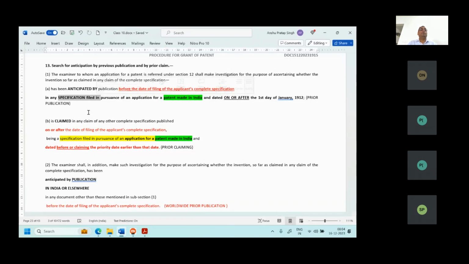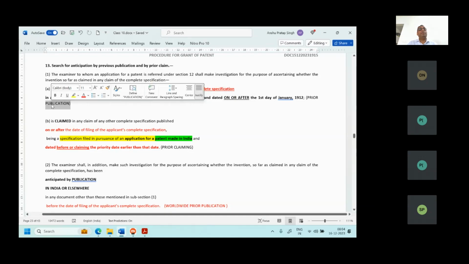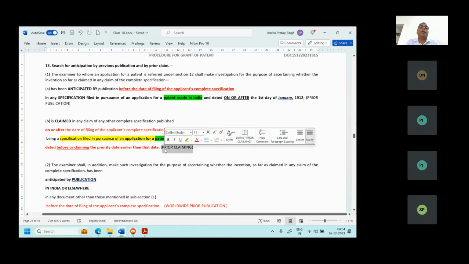So we consider 13.1a as a prior publication, while when we are talking about 13.1b, we refer to it in an easy sentence as prior claiming, just for our understanding, to remember the difference. So when we are looking for a prior patent document in India, that prior publication, we are looking for all the documents before the date of filing of your applicant's complete specification. Whatever is relevant, but there is a limit from where it has to be looked. So any patent which has been published on or after 1st January of 1912.